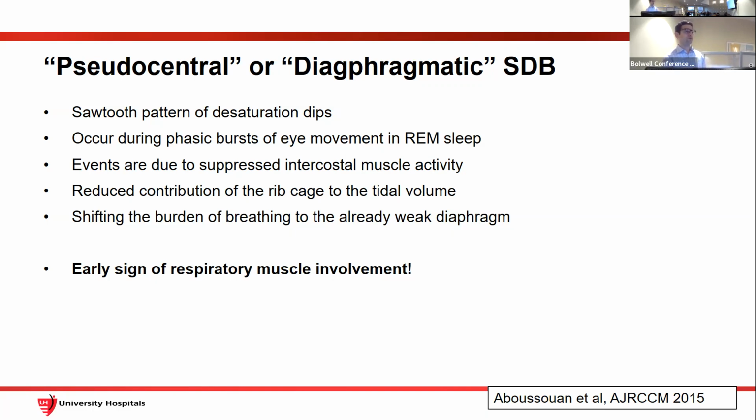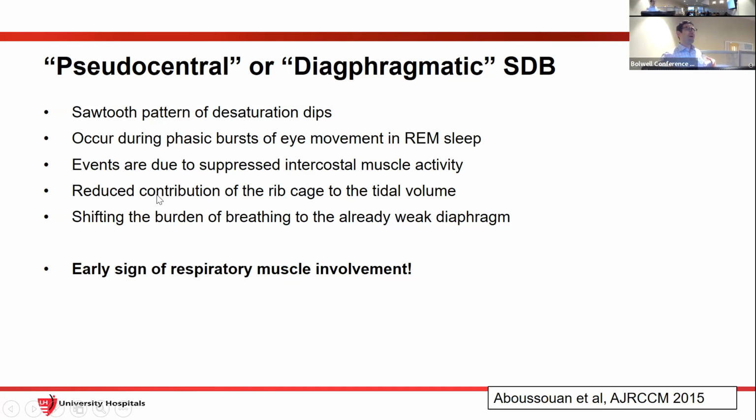The events are due to suppressed intercostals. So during REM, your intercostals are suppressed. But wait a second, it's generated by the brain to begin with. Obviously, yes, but it looks like, you know, he recommends in this paper, I understand. If you inhibit the diaphragm, is that peripheral or is that central? That's a great question that we'll have to meditate on.